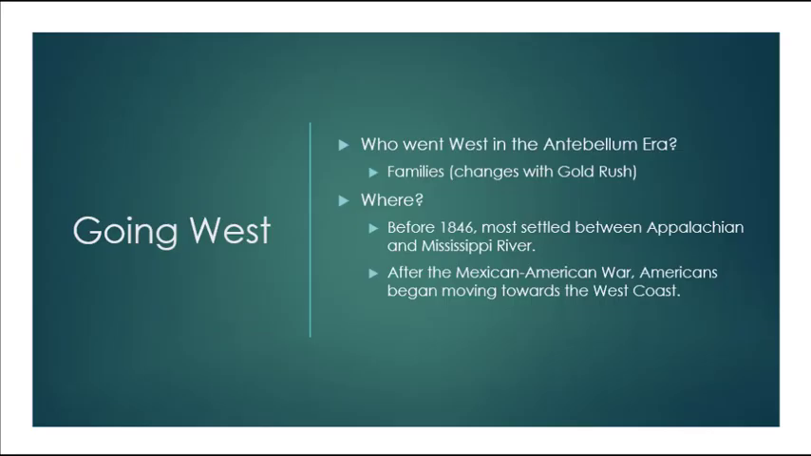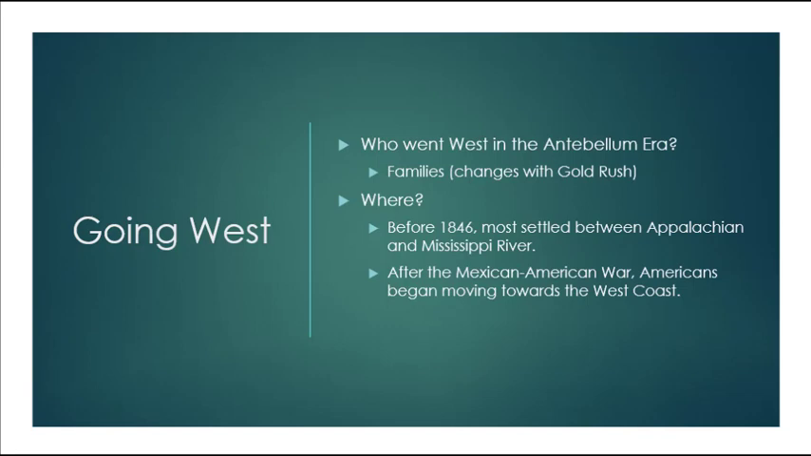So we've talked a little bit about how the American government addresses Native Americans that are in the West or that are being relocated to the West. And now we're going to talk a little bit about who is going west and where they're going. Who went west in the antebellum era? Most of the time, it is white families settling in the West before the gold rush. So after the gold rush in 1849, that's going to change. After that time period, you're going to see young men going west. But before 1849, families are going west. Mostly white American families.